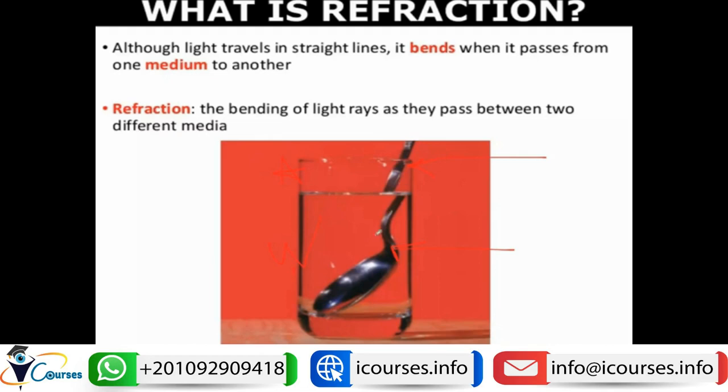As you can see, a parallel line or a straight line will look bent because it passes into two different media. This is what is meant by refraction. It is the bending of light as it passes between two different media.